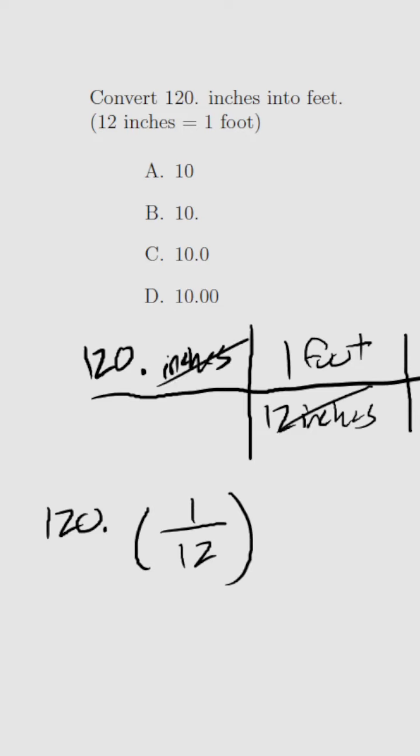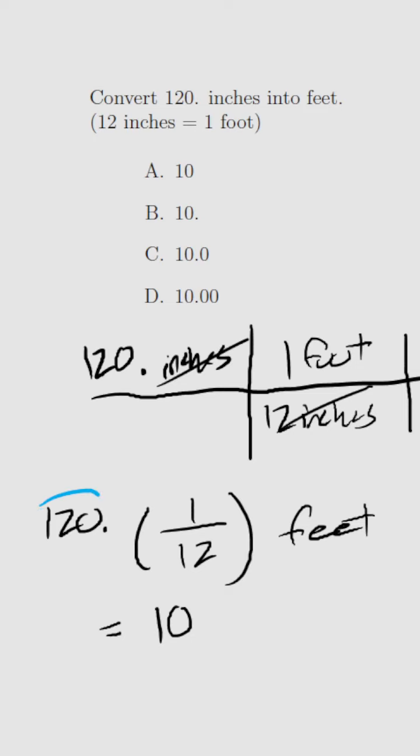The units do cancel out. We're left with feet, so we know we're in the right place. So this, of course, becomes 10, and all the answer choices do show 10. So students will think back to the rules. The rule says that when you multiply and divide, that's what we did, we didn't do any addition or subtraction, we should use the lowest number of sig figs present in any of the numbers that we use.